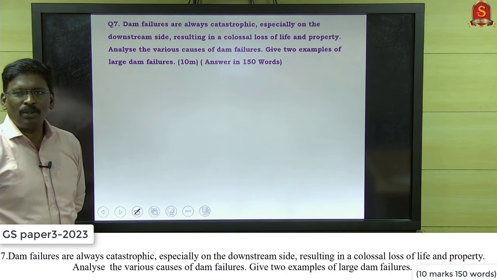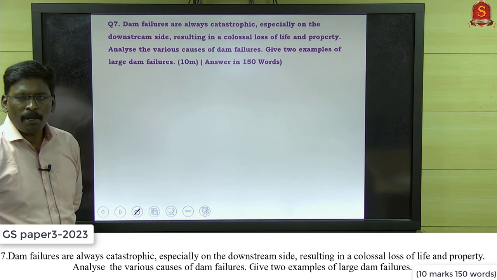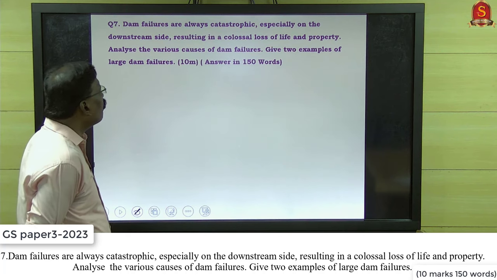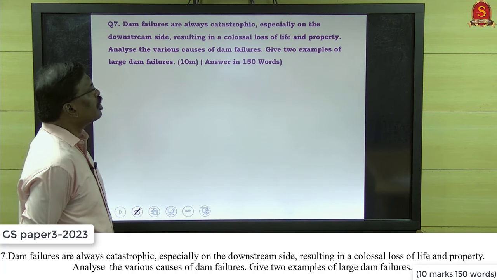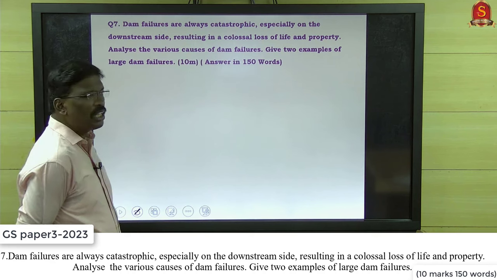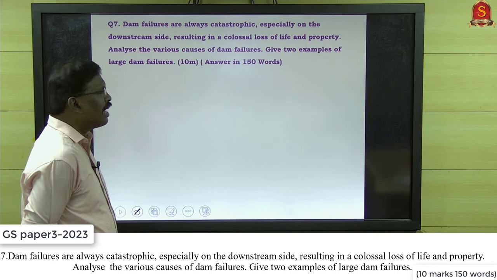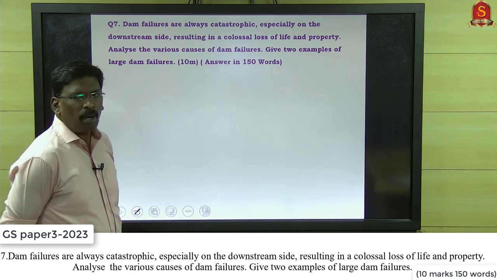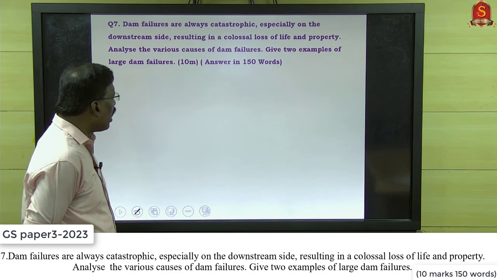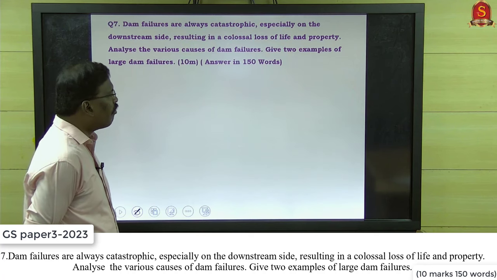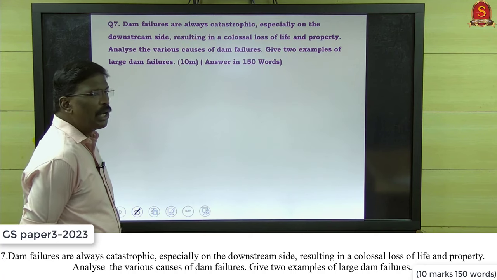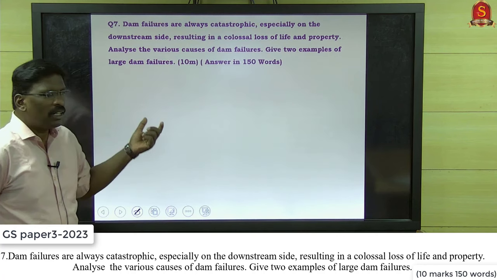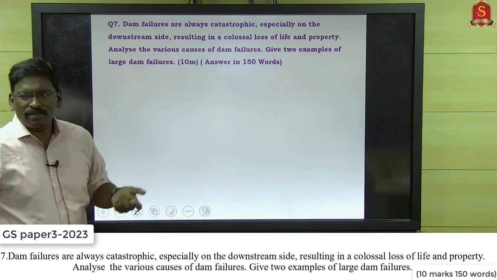The question is the seventh question, 10 marks with 150 words. So we see the question. Dam failures are always catastrophic, especially on the downstream side, resulting in a colossal loss of life and property. Analyze the various causes of dam failures. Give two examples of large dam failures. 10 marks in 150 words.